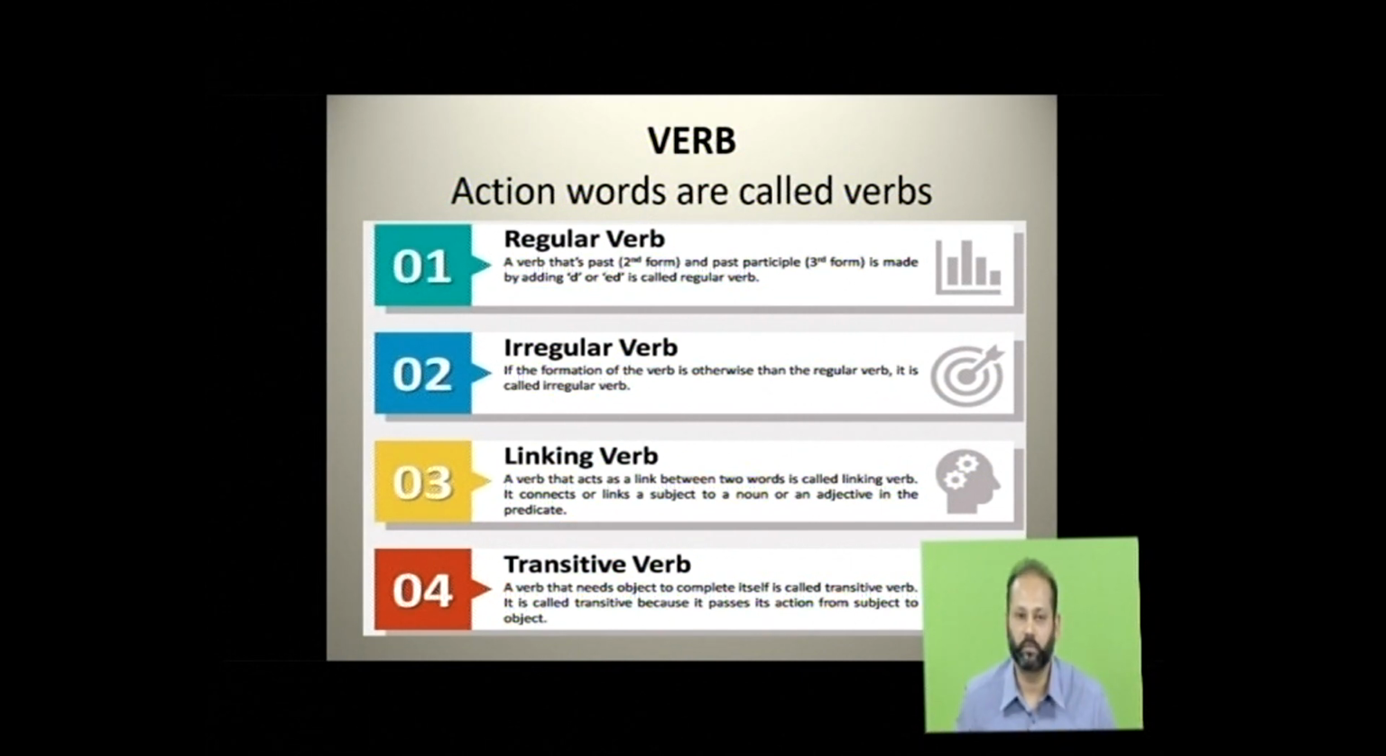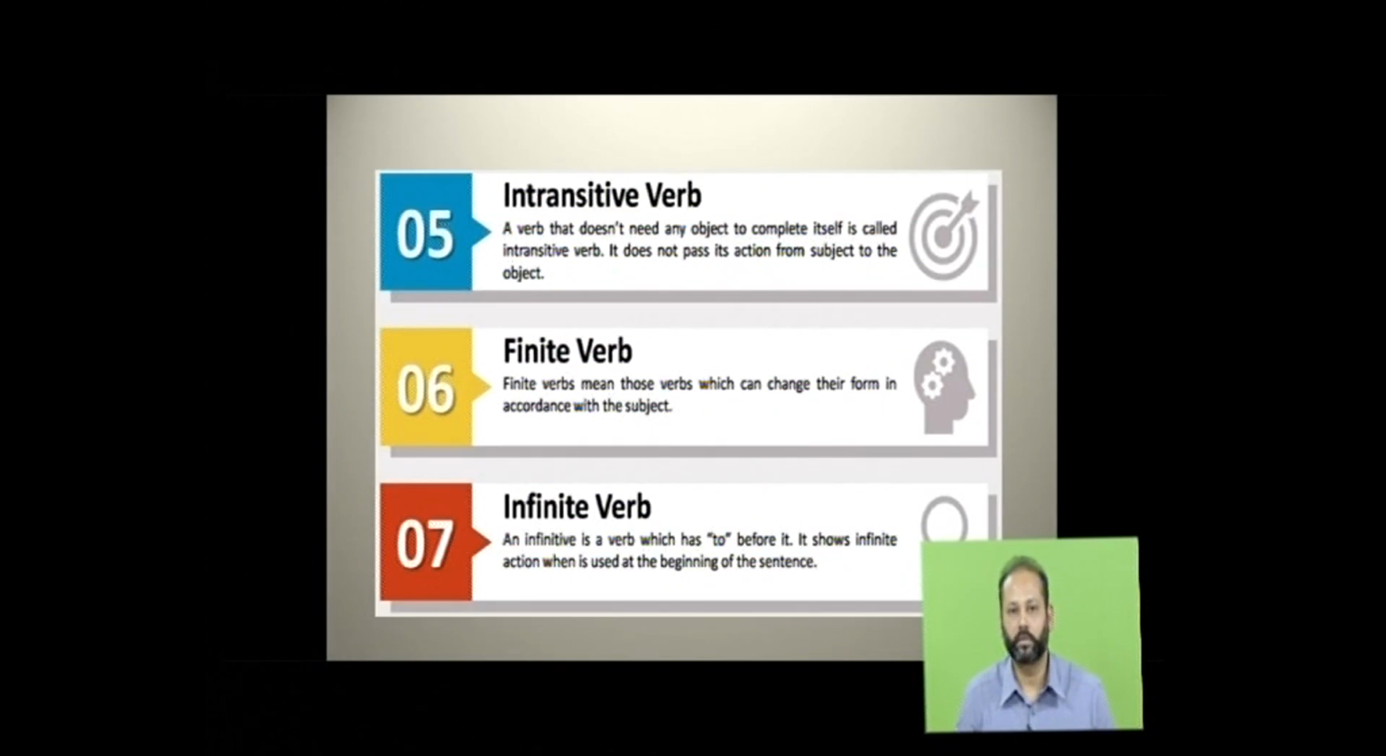So these are transitive verbs that require an object to complete the sense. Further, we have intransitive verbs. Opposite to transitive, the verb that itself explains everything. It does not require any object to complete its sense. It is intransitive. You can call it a complete verb. Right? Say for example, the birds fly. It makes a complete sense. The birds fly. So this is intransitive verb.